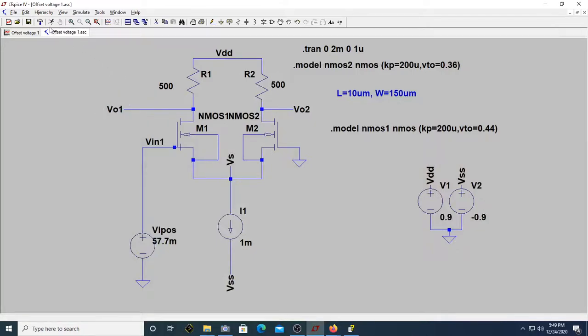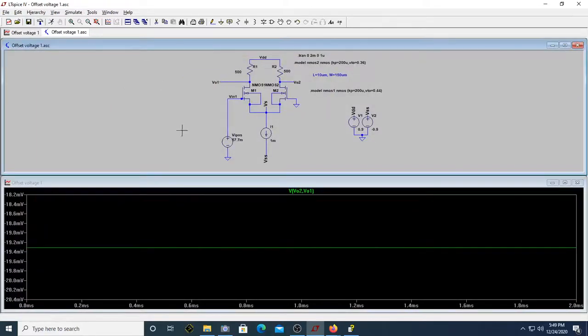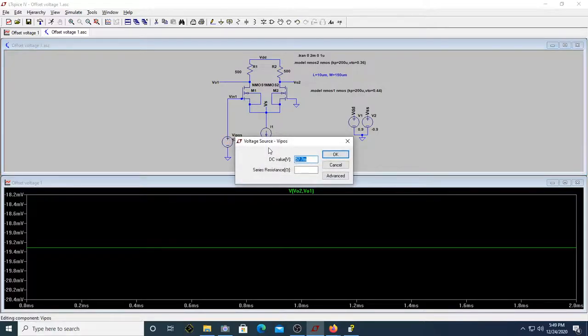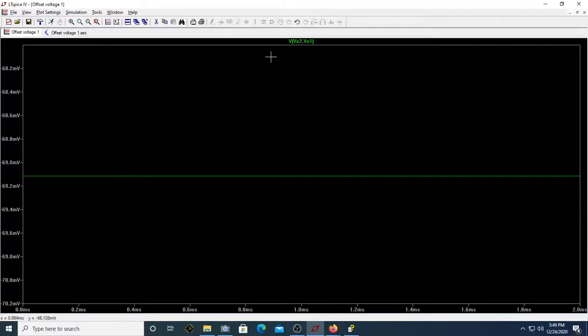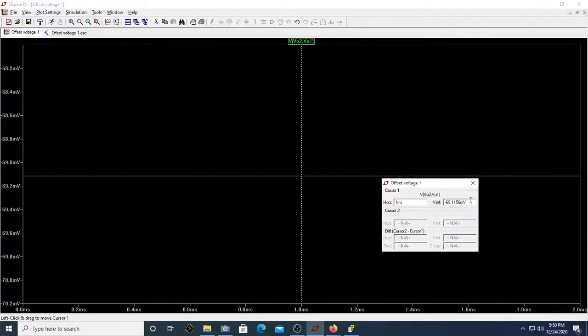Of course, now let me just save it and run. We can see this is the offset voltage. Let me also make this zero. Let me not apply any input offset voltage. Let us first find out what is the output offset voltage. Save this and run. You can see the output offset voltage that you have is almost minus 69 millivolts.